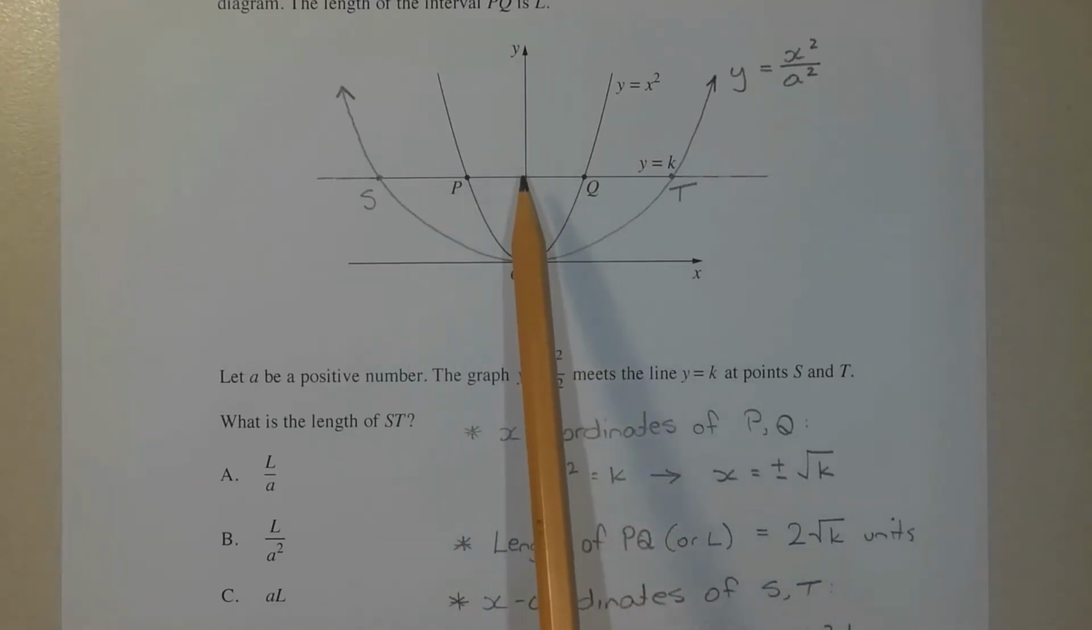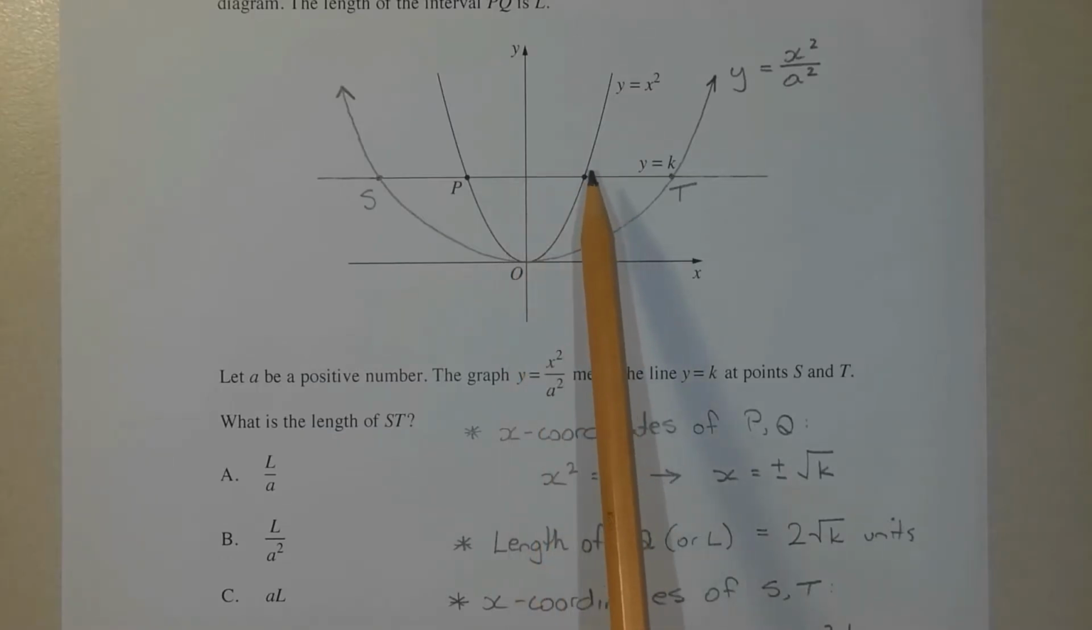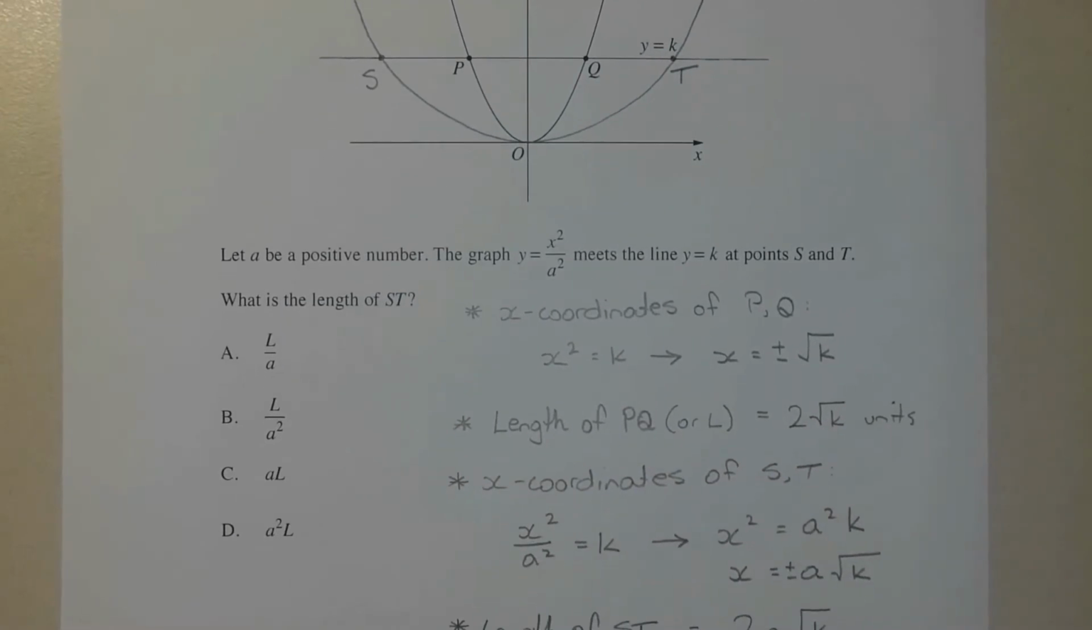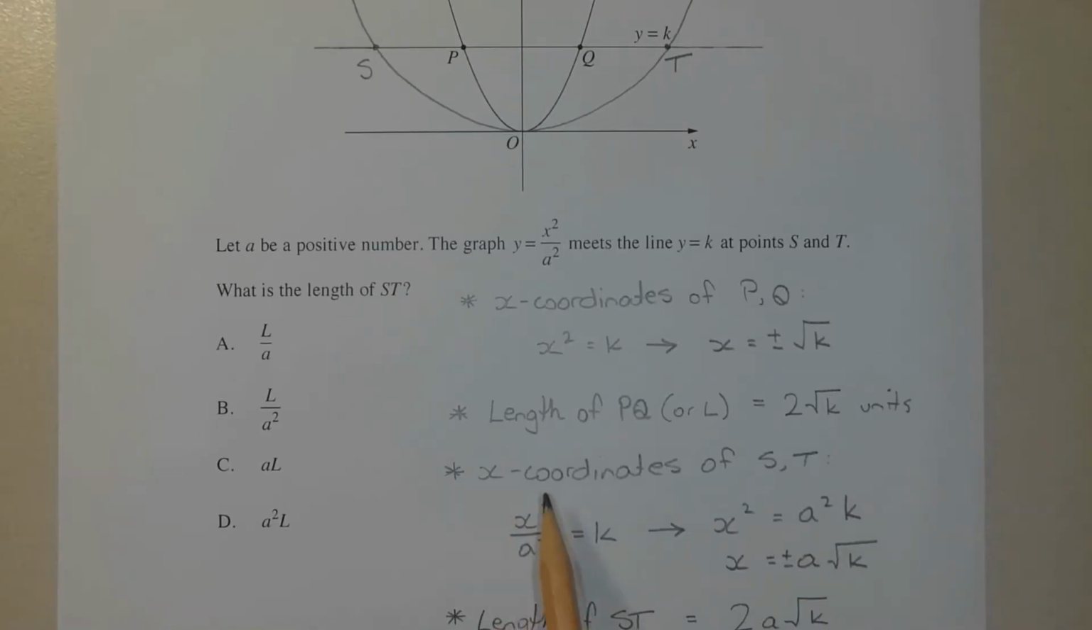So the distance from the y-axis to either point Q or P is the square root of k. So to find the length of PQ, it'll be the square root of k plus the square root of k, which gives us 2 root k units. The next step is to find the x-coordinates of points S and T. And we're going to find it using a similar method.